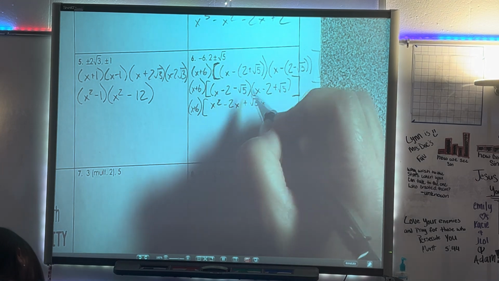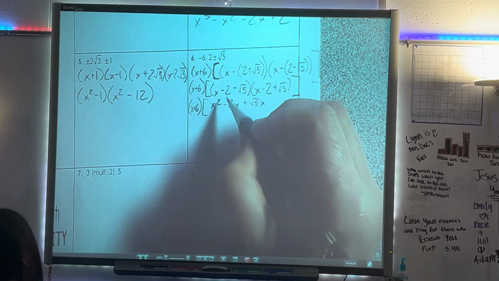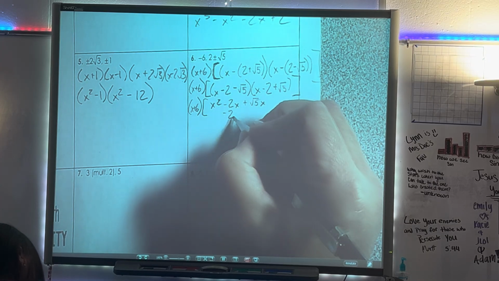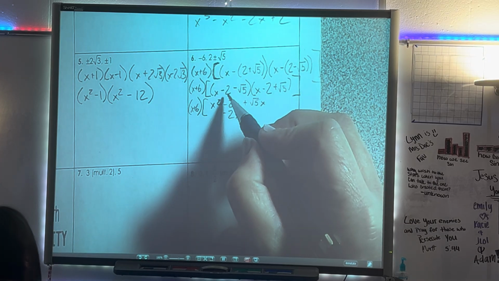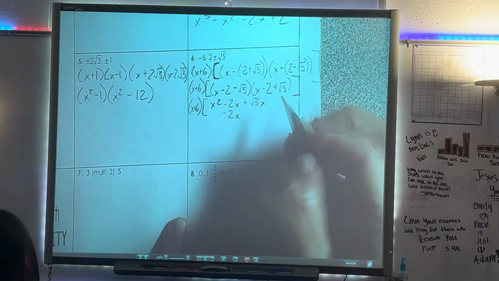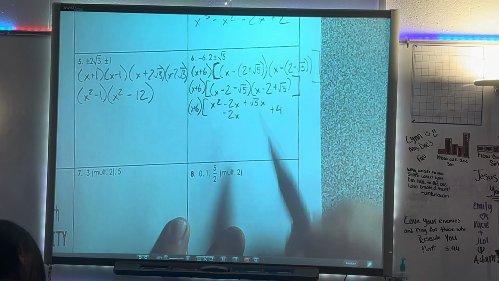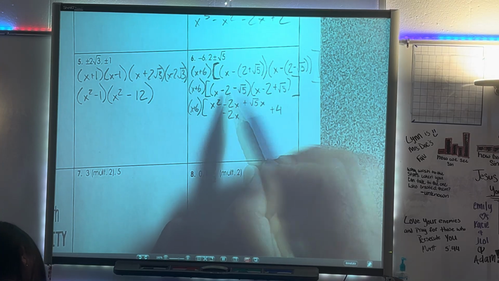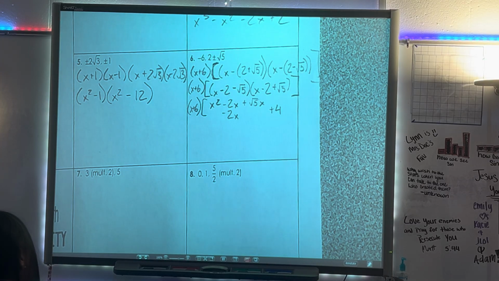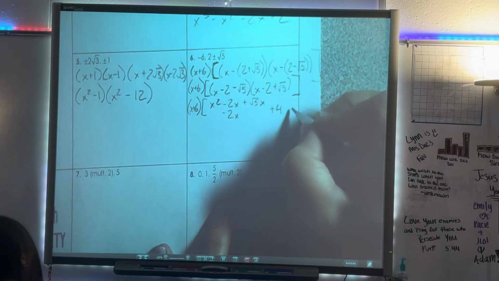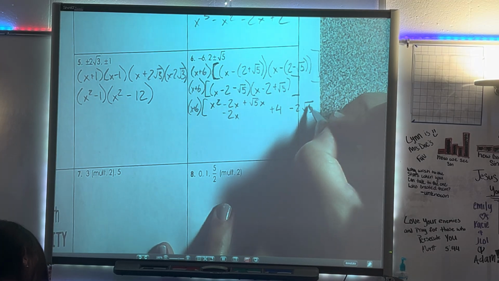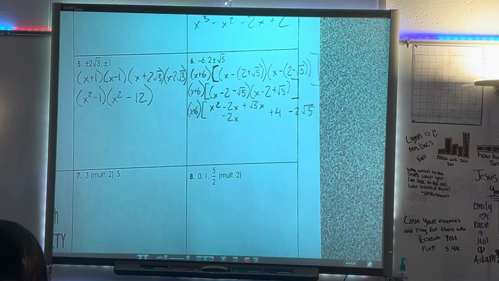Alright, then I've got the negative 2 times everything. So that gives me negative 2x right there. And then negative 2 times positive 2 gives me positive 4, so I'm going to write it back here because it doesn't fit with anything else. And then negative 2 times the square root of 5 is going to be negative 2 root 5. So I've got to write it back here because it's still different than everything else. Everybody okay?